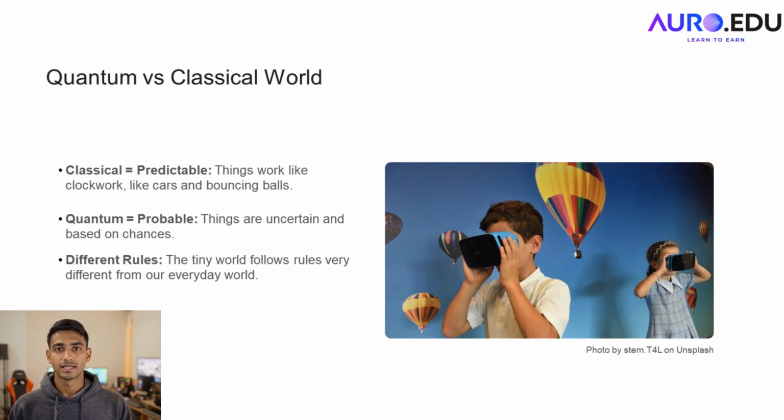In our everyday, classical world, things are pretty predictable. Cars drive, balls bounce, and apples fall. But the quantum world plays by completely different rules. Instead of knowing exactly what happens, we talk about chances. A particle might be here or there, or even in both places. It's like living in a world where everything is a mystery box.